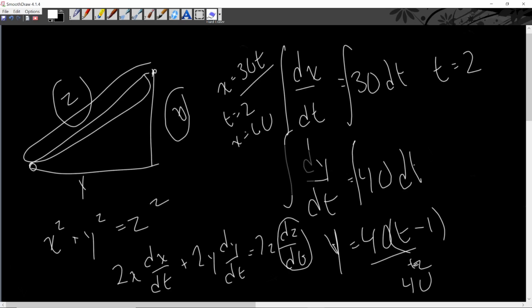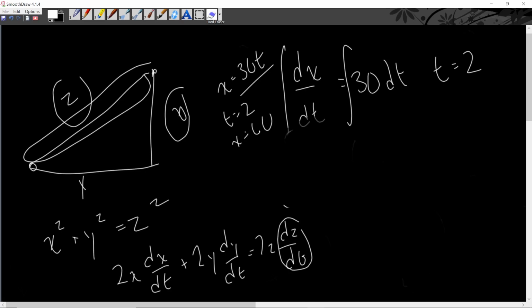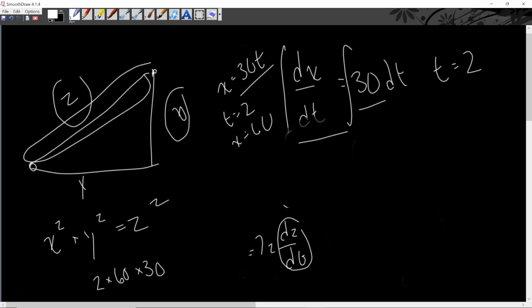And so let's plug in everything that we have so far. We have 2 times x, which is 60, times dx/dt, which we said was 30. And then we have 2y, so 2 times 40, and then we said that this derivative was also 40. So 2 times 40 times 40 as well. And then this is equal to 2z dz/dt.